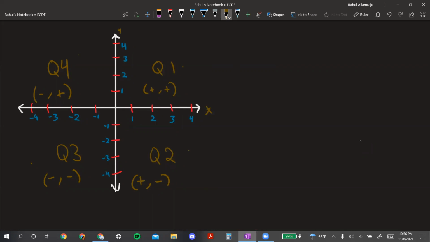In quadrant 2, it will be negative and positive. So you can see that the x coordinates are negative, but the y coordinates are positive. When you go to quadrant 3, you see that both are negative. So the x coordinates are negative and the y coordinates are negative. But when you go to quadrant 4, it's the x coordinates that are positive, but the y coordinates are negative. So you might not remember this right now, but as you start to practice more, you'll get it more.